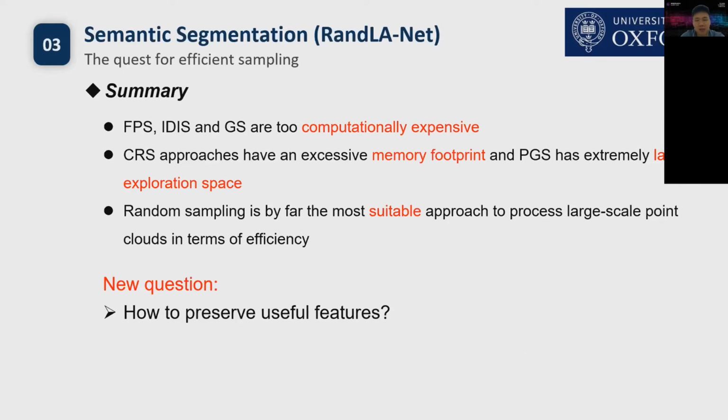We found that for large-scale point clouds, FPS, IDIS and GIS are too computationally expensive. And random sampling is by far the most suitable approach to process large-scale point clouds in terms of efficiency. But the new question is, if we use random sampling, how can we preserve useful features? Because random sampling gives each point the same probability, maybe some useful features will be discarded.